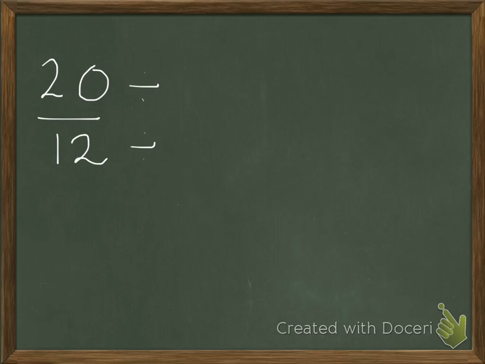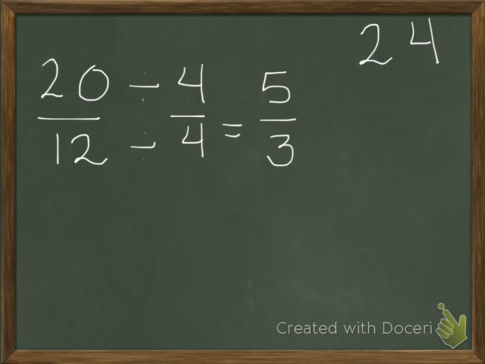I know that 2 and 4 are common factors for both 20 and 12, so I will choose one of them to divide by. So 20/12 divided by 4 would give me an equivalent fraction of 5/3. 5/3 is equivalent to 20/12.